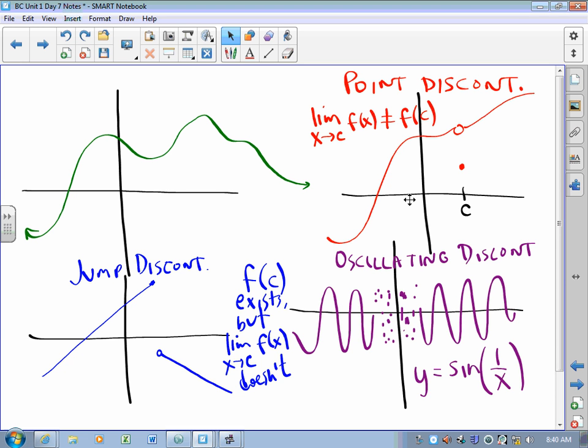Not even close. A little bit of vocabulary. A point discontinuity is called removable.